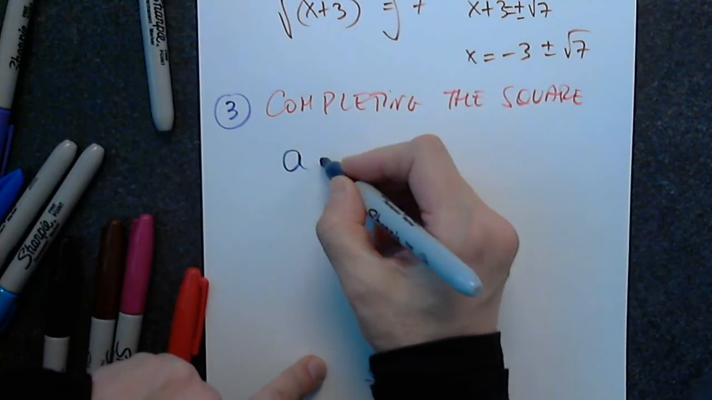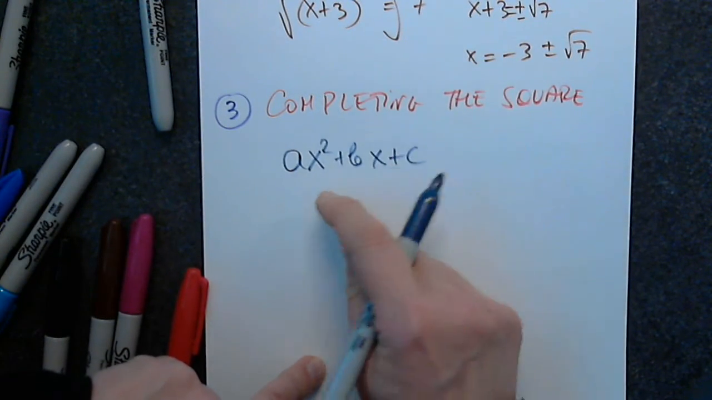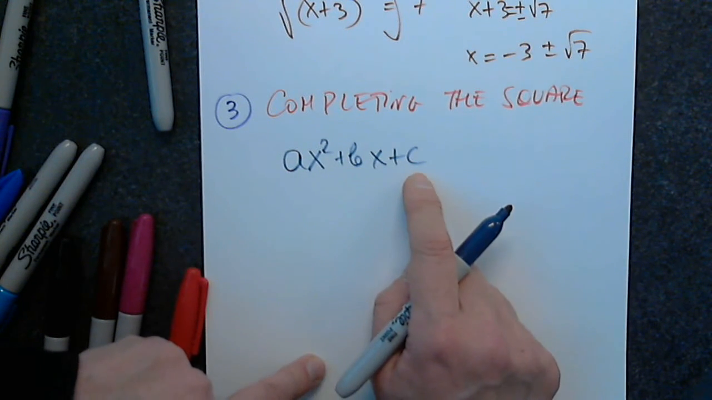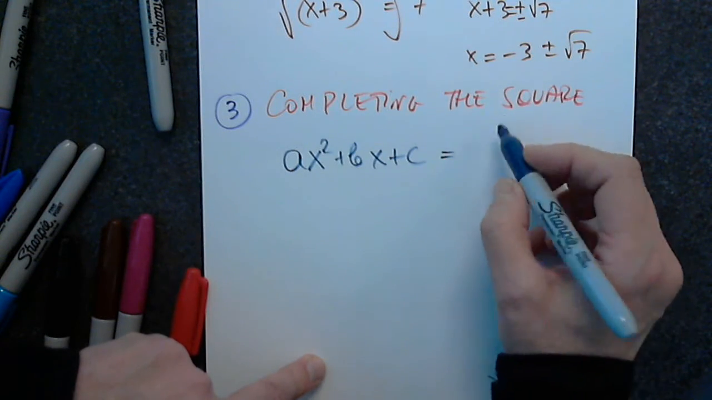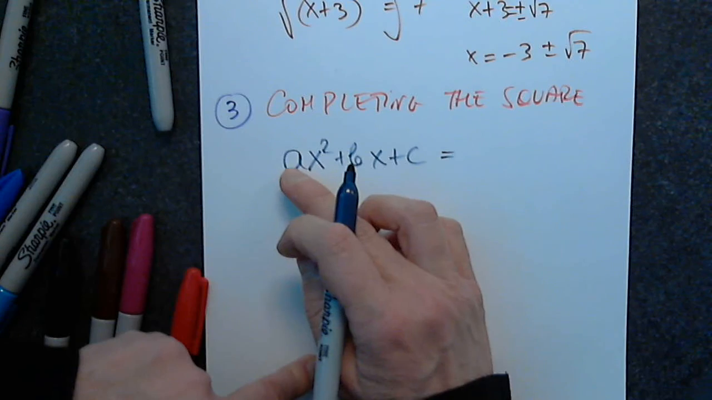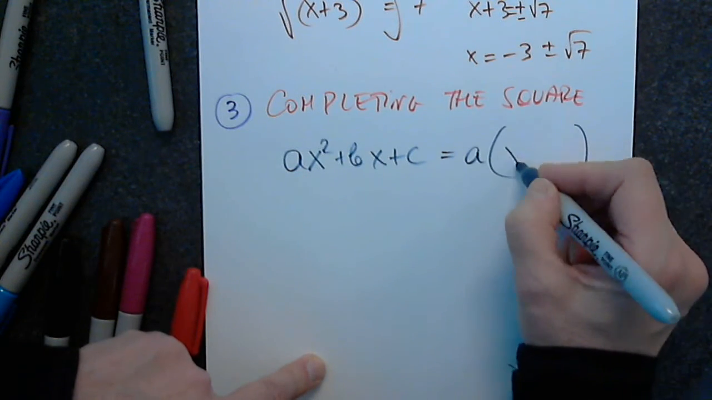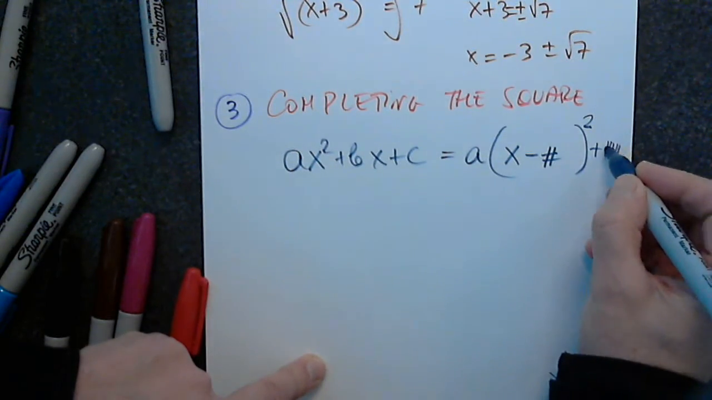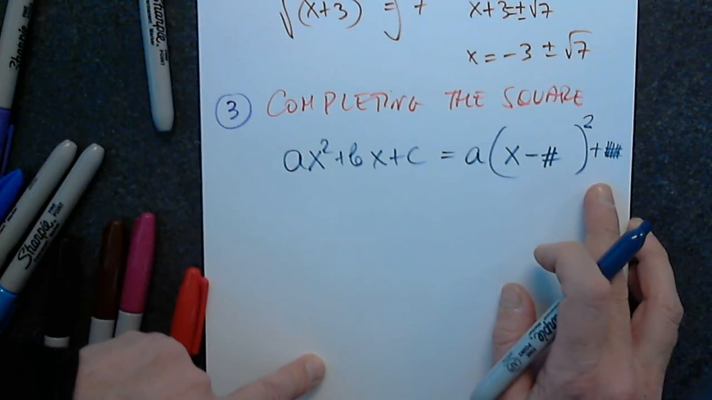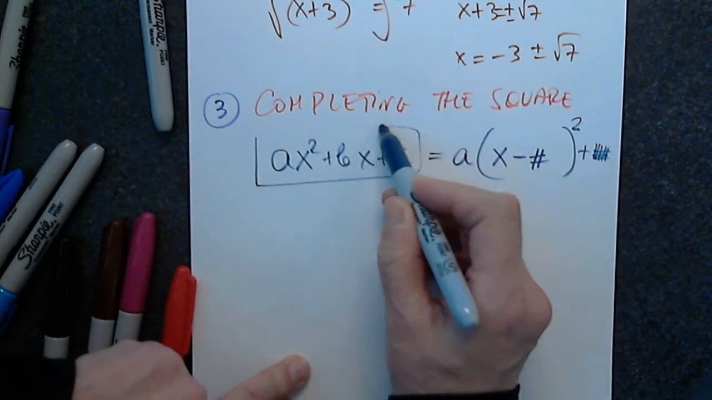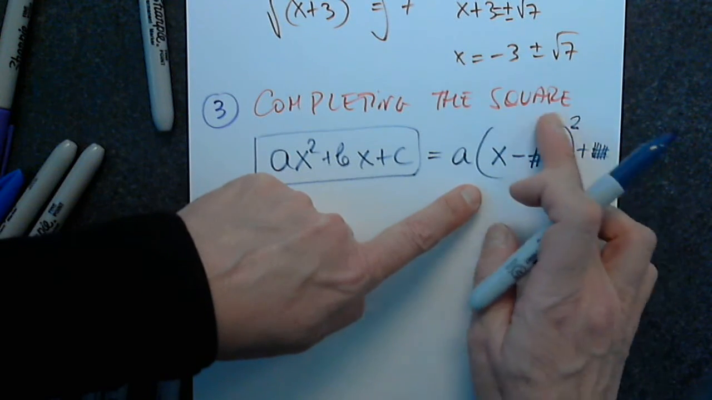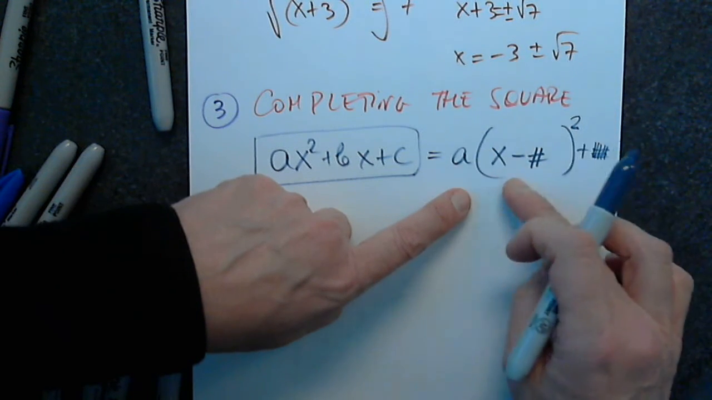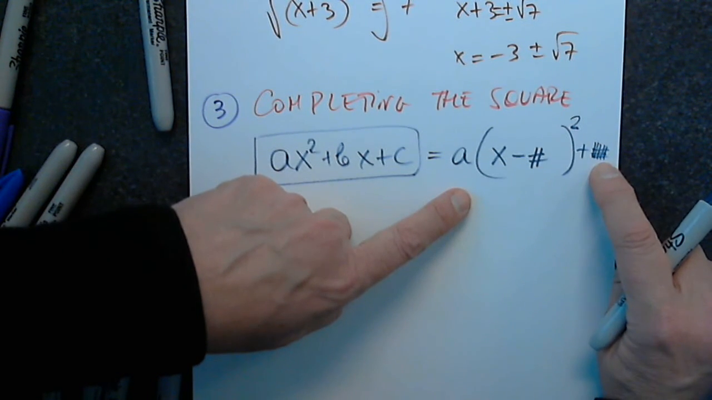Any quadratic polynomial like this, any leading coefficient, any middle coefficient, any free term, can be written as a, with a outside, times x minus a number squared, plus another number. These are different, or they could be the same. Any quadratic polynomial can be written as a perfect square with a number in front or not, plus or minus a number.